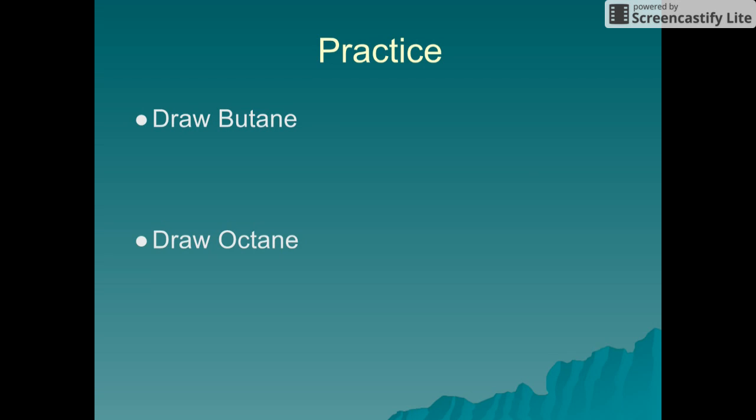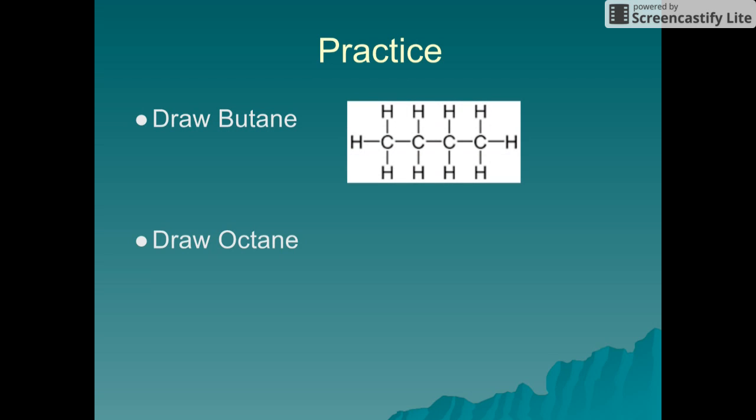All right, here's the answer. Butane. But means 4, and the ane means those 4 carbons are single bonded to each other. And then I've got single lines sticking off showing all of the places where hydrogens can bond to the carbon so that we have a full 4 bonds on every single carbon.